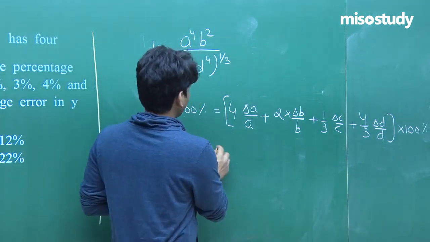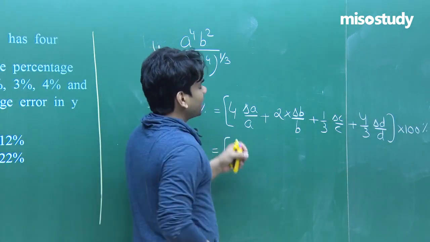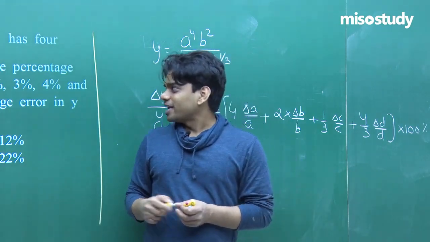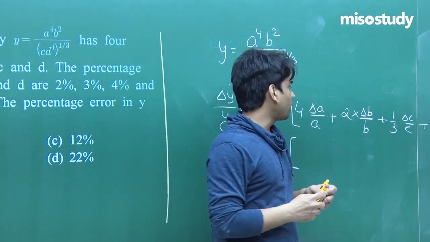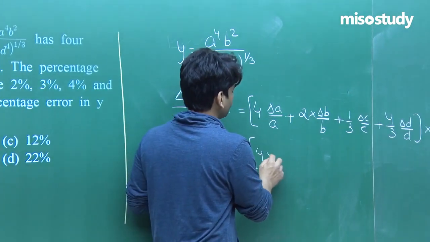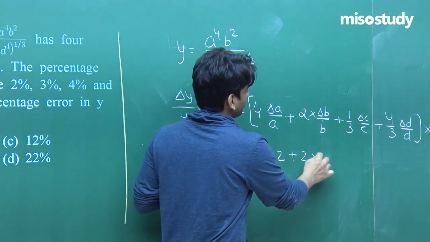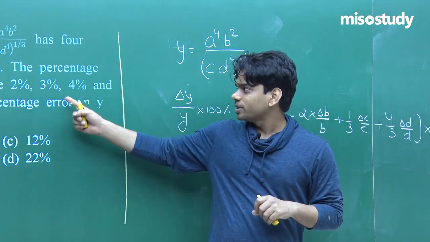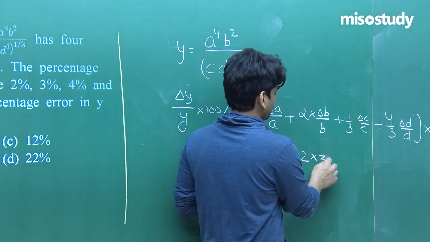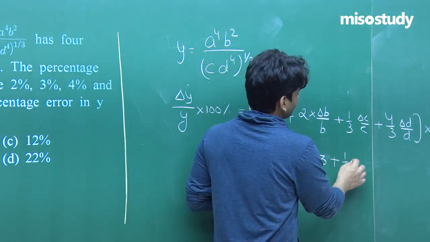Let's go ahead. Delta a by a into 100%, that is given as 2. So for a we will be using 4 into 2. For b we will be using delta b by b, that will be 3. For c it's given as 4.